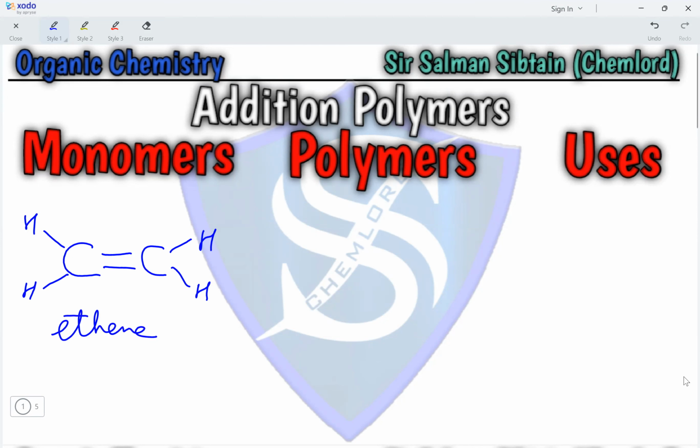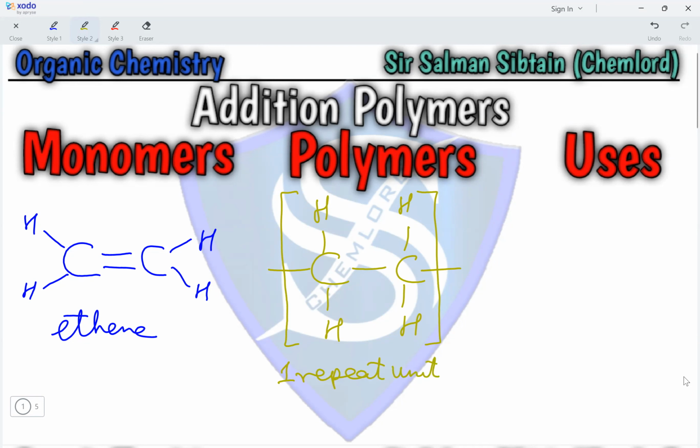And the polymer would have one of the double bonds being broken to form a single bond between the two carbon atoms, and then we would have the four hydrogen atoms placed above and below the carbon atoms, and this would represent a single repeat unit of polyethylene. So the monomer is an alkene while the polymer is a polyalkane.